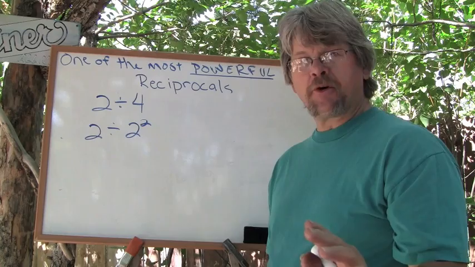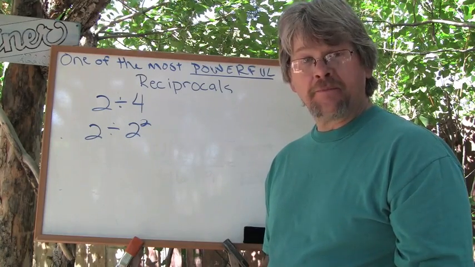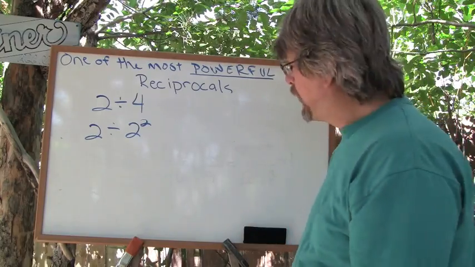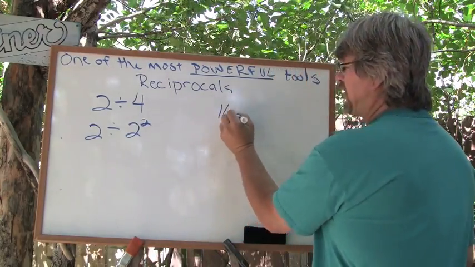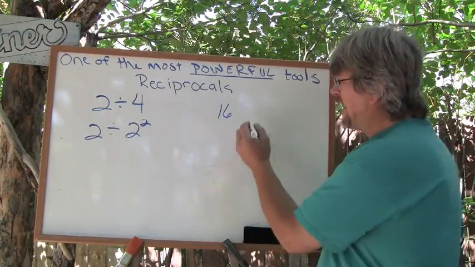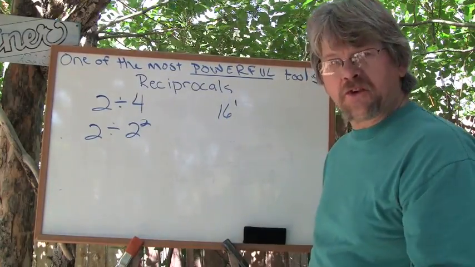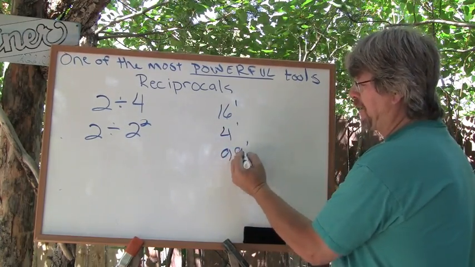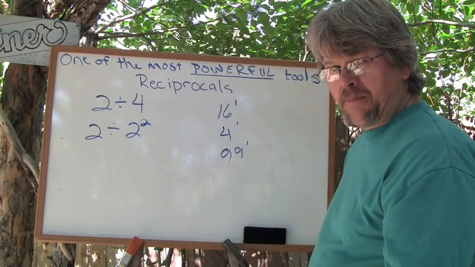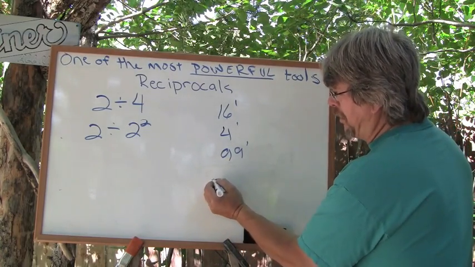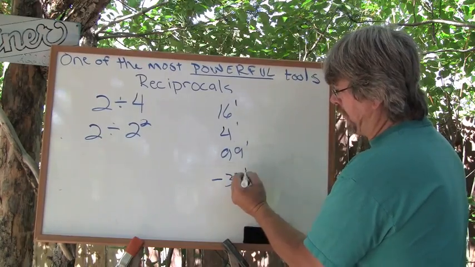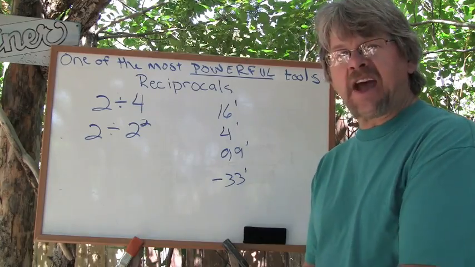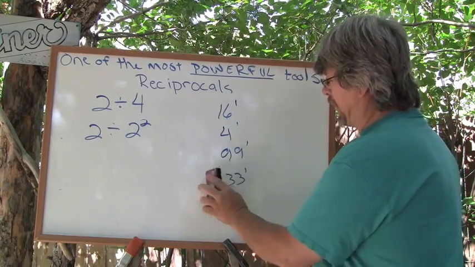Every number has an exponent. When you don't see the exponent, it's sometimes the invisible exponent. But every number, it doesn't matter if it's 16. 16 itself is 16 to the first. We just don't write the 1 to it. 4 is 4 to the first. 99 is 99 to the first. Every number, no matter how large, no matter how small, negative 33 to the first. It doesn't matter whether it's negative or positive. Every number has an invisible 1 as an exponent.